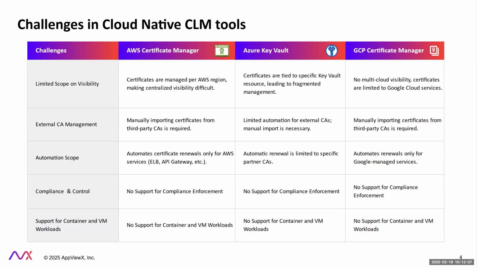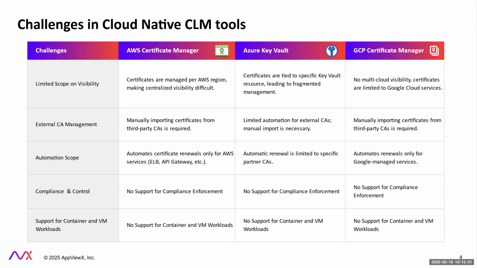Again here, the same goes: container, Kubernetes, and VM workloads cannot be tracked separately, right? So when it comes to visibility, pretty much all these vendors have similar limitations, including GCP as well. As an enterprise, we often use certificates from multiple certificate authorities, like many public and private CAs, right?